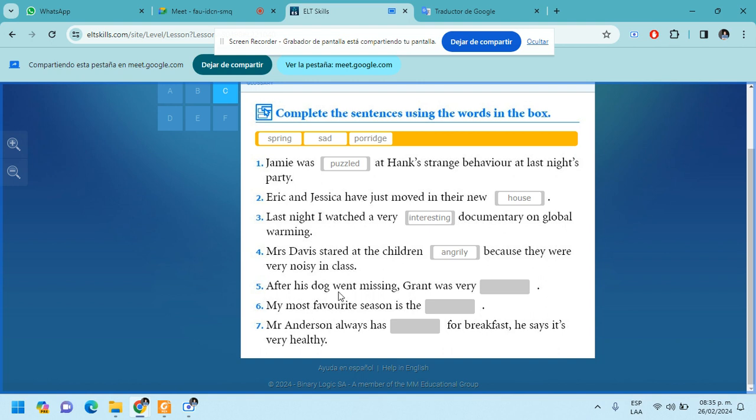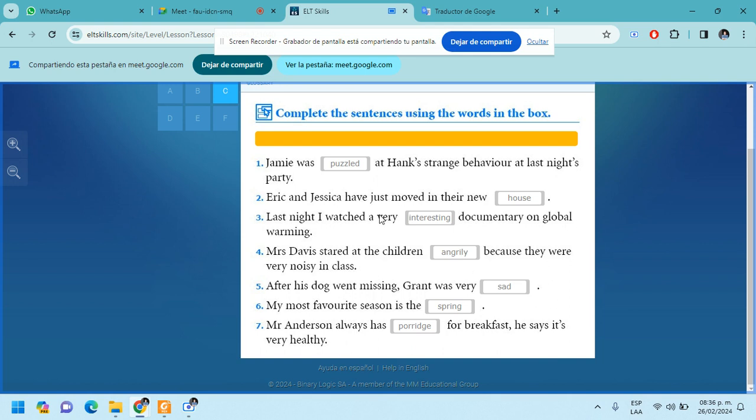Dice, después de que su perro desapareciera, Grant, was very sad. Missing, no, that's missing, disappeared. My most favorite season is the spring, very good. Mr. Anderson always has porridge for breakfast. He says it's very healthy.